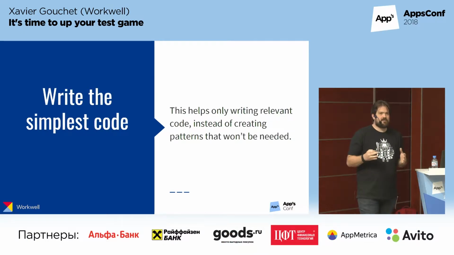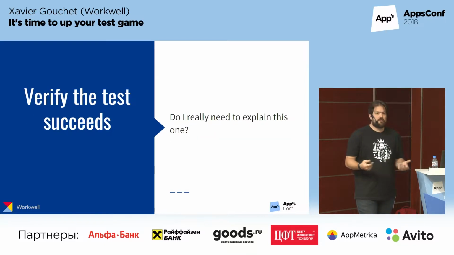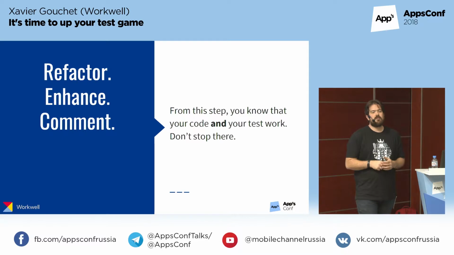Third step is to write the simplest code that's going to make the test pass. So here, the most important thing is the simplest code. You don't need to be clever, you don't need to try to optimize things. You just need to, okay, I need to make the test pass. That helps to write something that's relevant and not overcomplicate things again. And of course, then you verify that the test succeeds. Pretty self-explanatory. And then you have the last step that some people forget, that is refactor, enhance, comment.